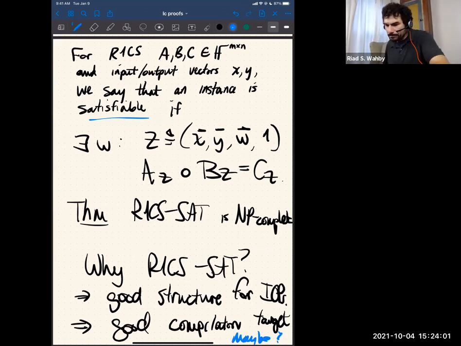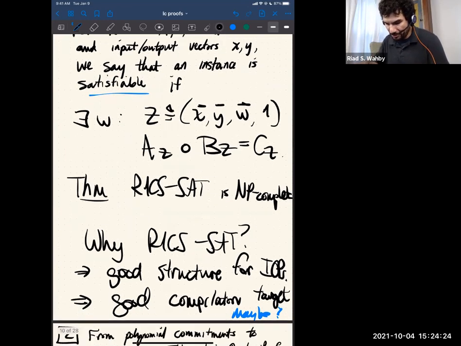Okay, good. So this is R1CS. We've now defined it. So now let's talk about how we're going to go from, we have some R1CS statement that we want to prove, and we want to do that by going to SNARGs. We're going to do that using interactive oracle proofs and polynomial commitments.